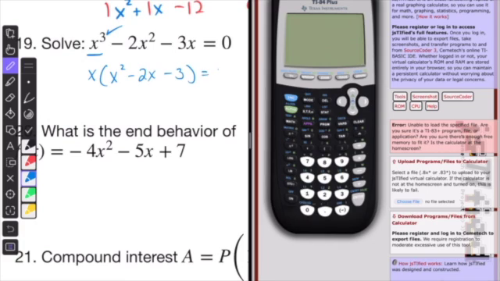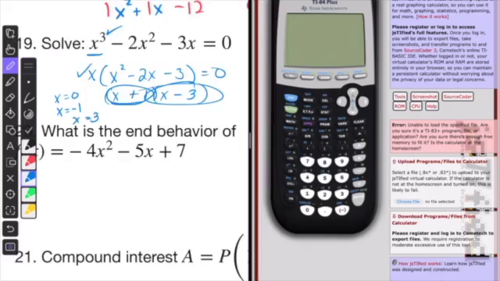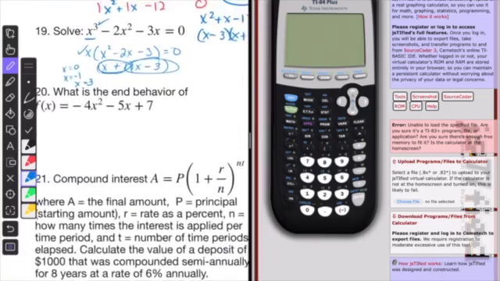So I've already found a solution, x equals 0, that x that I took out. I'm going to try to factor this guy. Maybe I won't have to use the quadratic formula. It doesn't need it, so x equals negative 1. That's what makes this 0. And x equals 3. That's what makes that 0. So I've got all three of my solutions.